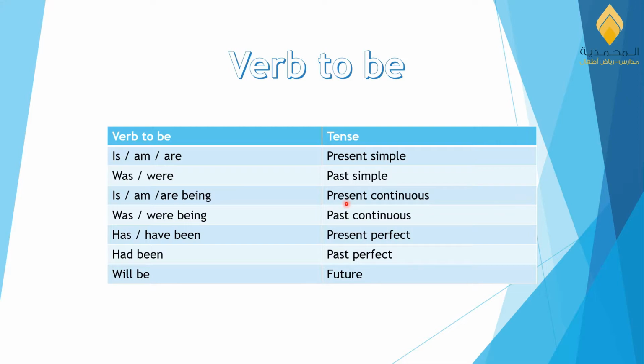When the sentence is in the present continuous tense, we're going to use is, am, are, depending on the subject, followed by being. If we have the sentence in the past continuous, we're going to use was, were, plus being. If the sentence is in the present perfect tense, we're gonna use has or have been. If it is in the past perfect tense, we're going to use had been. If we're dealing with the future, we're going to use will be.